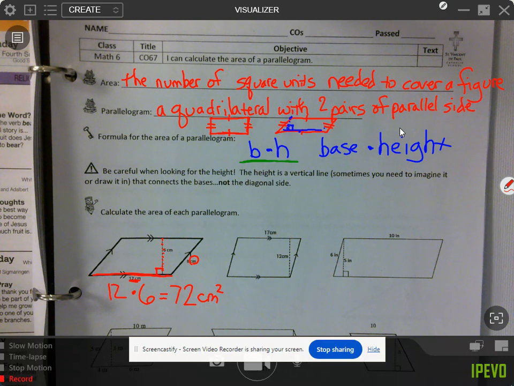Do I do anything with the 8 centimeters? Do I do anything with this side measurement? No, that is extra information. I cross it off so I don't get confused. So the diagonal side, cross it off. Don't be confused by it.